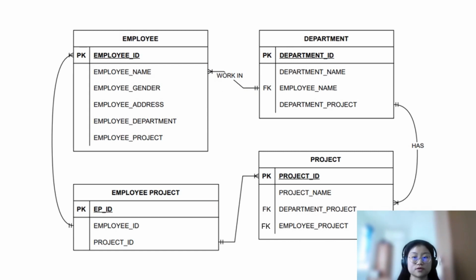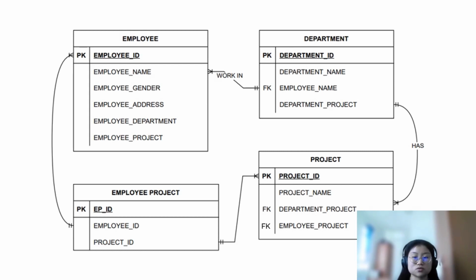For the third table, its entity is project and its foreign keys are department project and employee project. We also know that the relationship of employee and project is many-to-many. For this relationship, we can split it into two one-to-many relationships by creating a new table, employee project, and put the employee ID and project ID as its composite key.